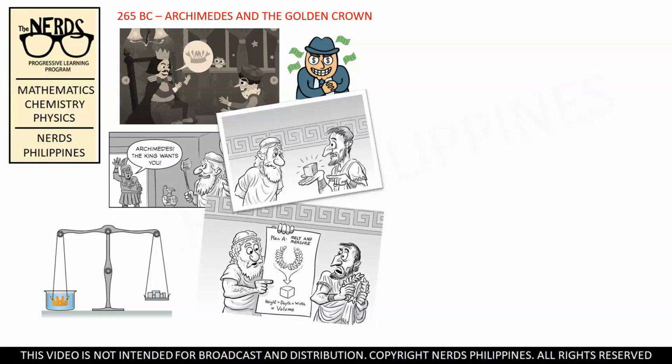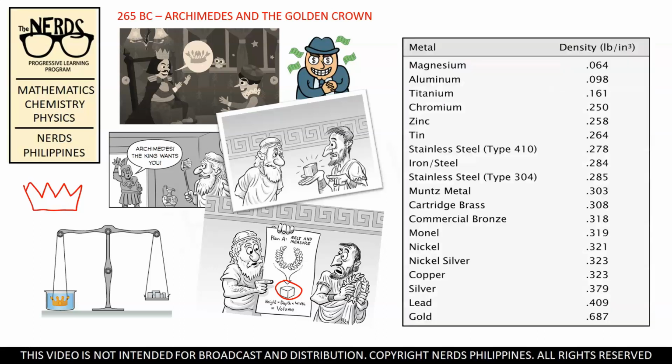He can't suggest melting the crown and making it into a cube to get the volume. But it is also not easy to calculate the volume of a crown because of its complex shape and geometry. But Archimedes knows that for each material, metals with the same volume show different weights. So at this point, Archimedes still doesn't know what method to use to help the king.